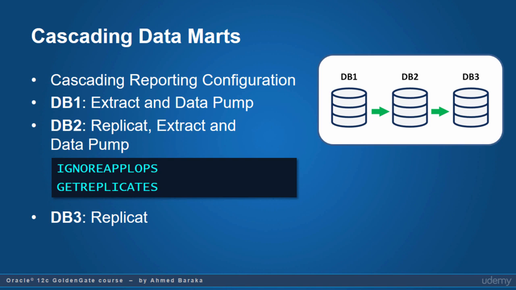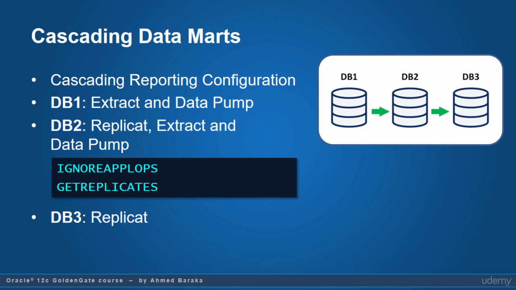Oracle GoldenGate supports cascading configuration. In this configuration, data changes are propagated from the source database to a second database, and then on to a third database. This configuration is used when you are sending data to one or more servers that are very far apart from each other. It can also be used in a scenario where one or more of the target systems do not have a direct connection to the source, but the second system can connect in both directions.